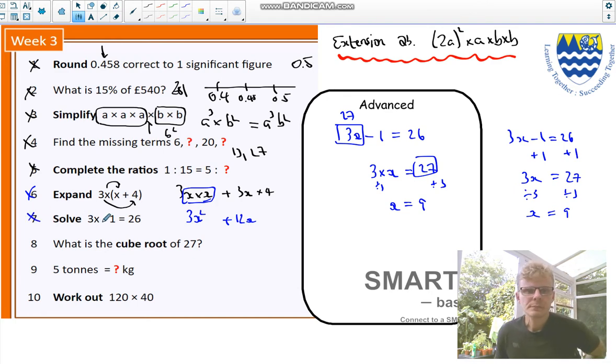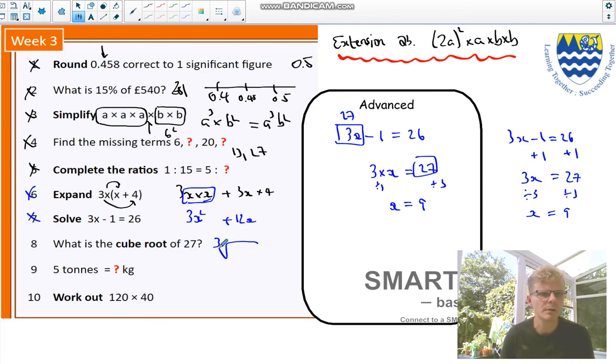Right, so the cube root of 27. Now I'll show you a bit of notation here. It's like the square root sign, but with a little 3. Basically, you can think of it as the inverse operation to cubing something. So here we had a cubed. A number times by itself 3 times gives me an answer. I want to know what that original number was. That's the cube root of a number.